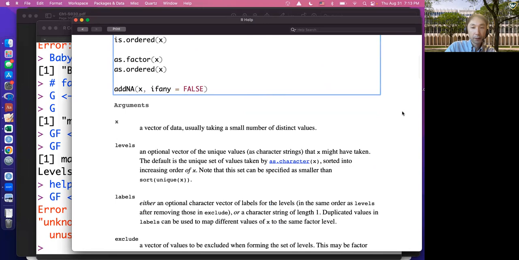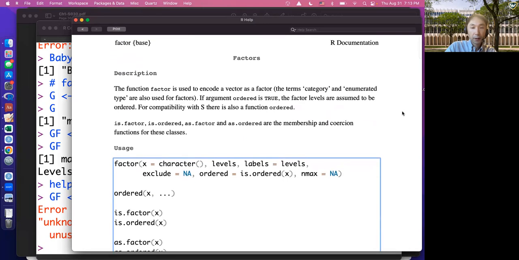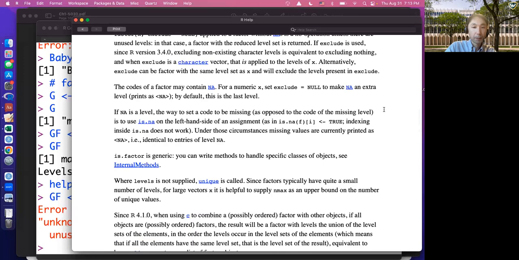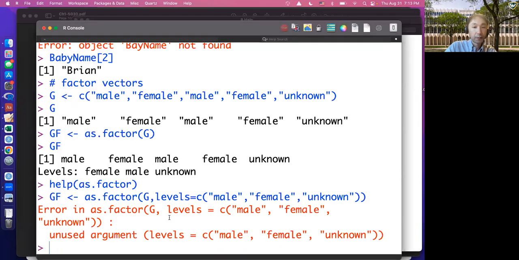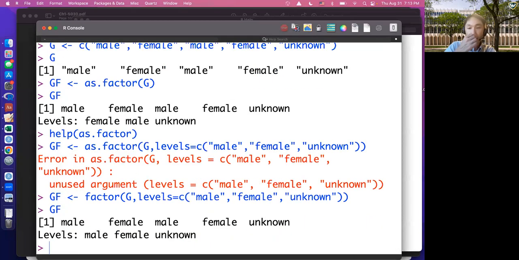Maybe we have to define factor. Maybe slightly different, maybe factor. Then you can change the order of these levels. Okay, so we define this as GF.